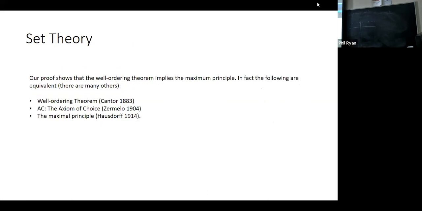Okay, so let's do a little bit of set theory or logic. As I said, we need the well-ordering theorem to prove the maximum principle. And in fact, all these are equivalent. So I think Cantor was the first person to come up with the idea of a well-ordering theorem, and he just said it because he said it was obvious.